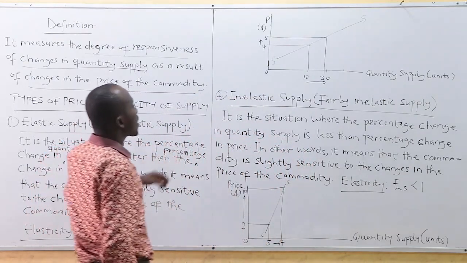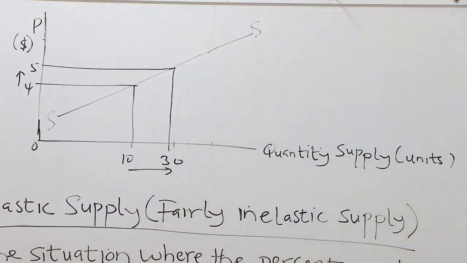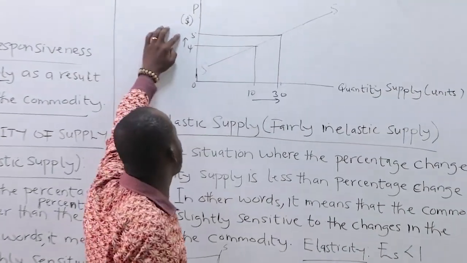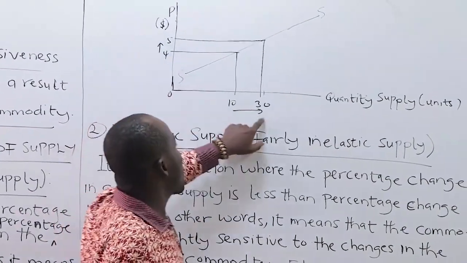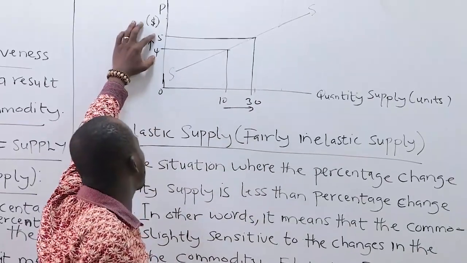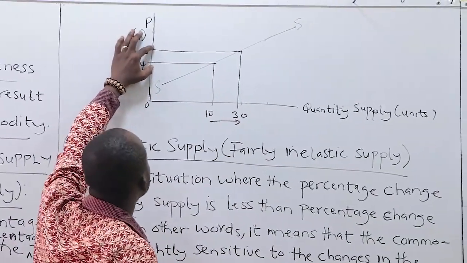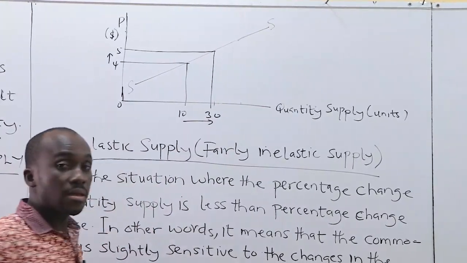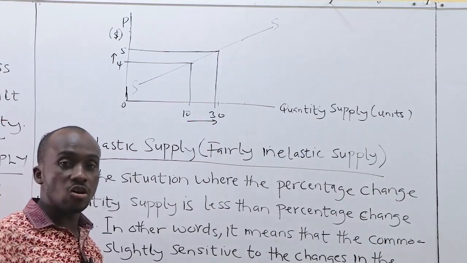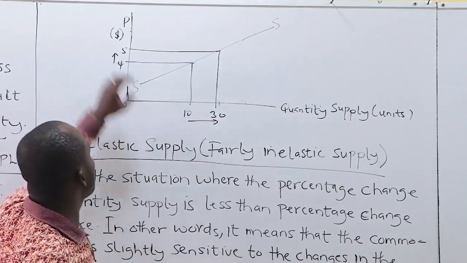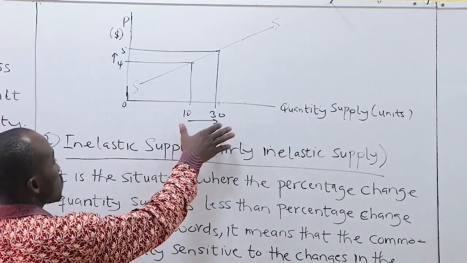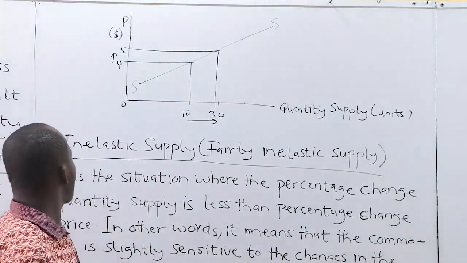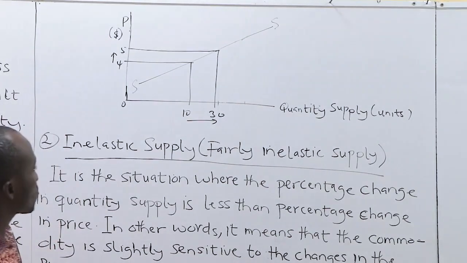So let's look at a diagram. Here the price was at 4, supply was 20. And the price moved to 5, supply moves to 30. So you see that a slight change has brought about a big change in quantity supplied, right? This exhibits the nature of elastic supply. The small change in price has brought a large change in quantity supplied, and therefore we call it fairly elastic.